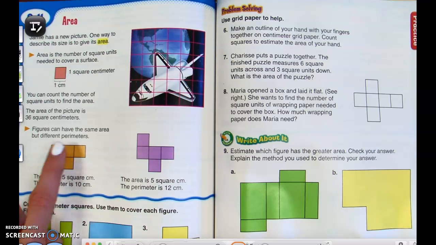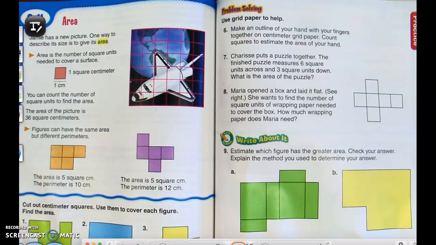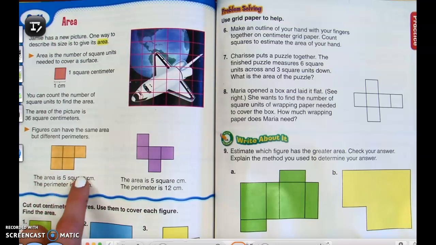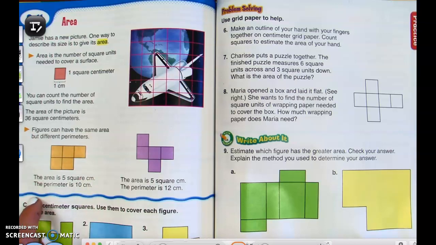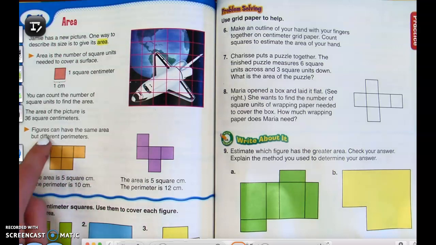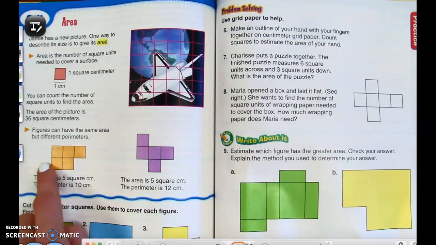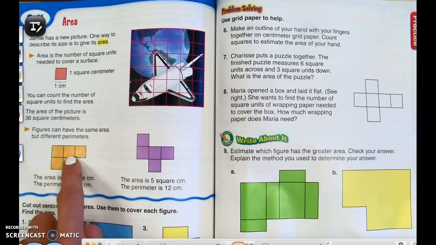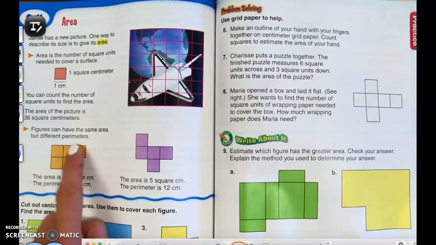1, 2, 3, 4, 5. So the area is 5 square centimeters. Now it wants to know what the perimeter is as well. So remember, for perimeter, we're adding up along all the outside. So 1, 2, 3, 4, 5, 6, 7, 8, 9, 10.